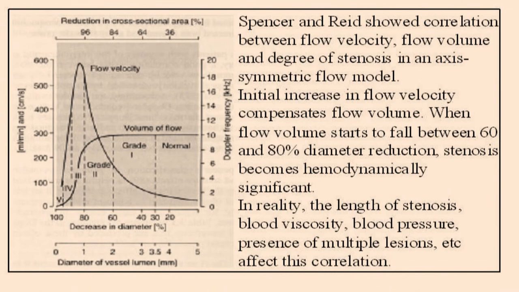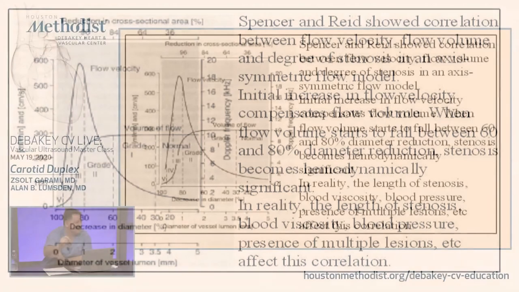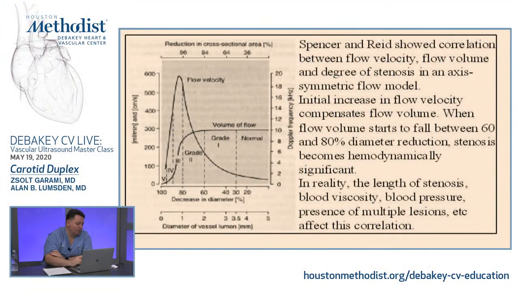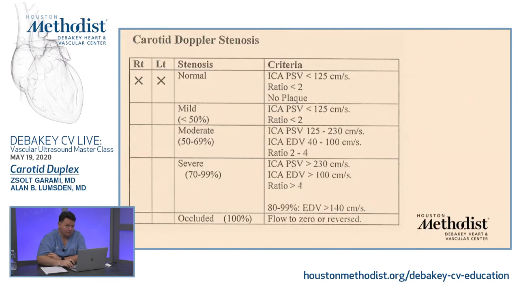So suddenly your flow volume is dropping. That's why the 70% is hemodynamically significant. But another big challenge for us, and this is why it was a good question about the 80 to 99, what happens if you are on the other side of the Spencer curve? So you have the same 300 centimeters per second velocity, which could be a 70%, or it could be a 90% stenosis. Again, the pre and post-stenotic velocity is going to help you determine where you are.